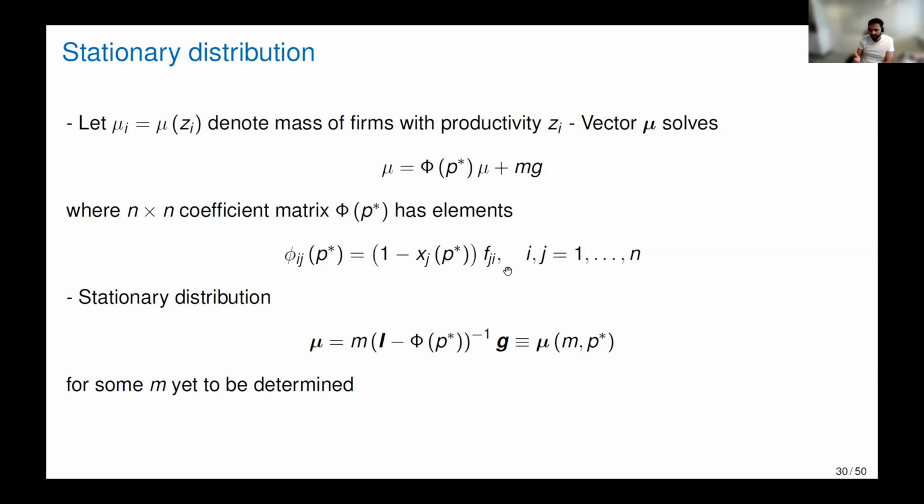If I'm jumping to a level J, and my exit decision is 0, that I am not exiting, then this will be 1 minus 0, which is 1. It means that you will remain in the market and your probability is FJI, which is the mass of firms that are jumping from I to J. Is this clear? This is a bit technical, but please let me know. This is exactly how we will put down the model in the computer. Okay.